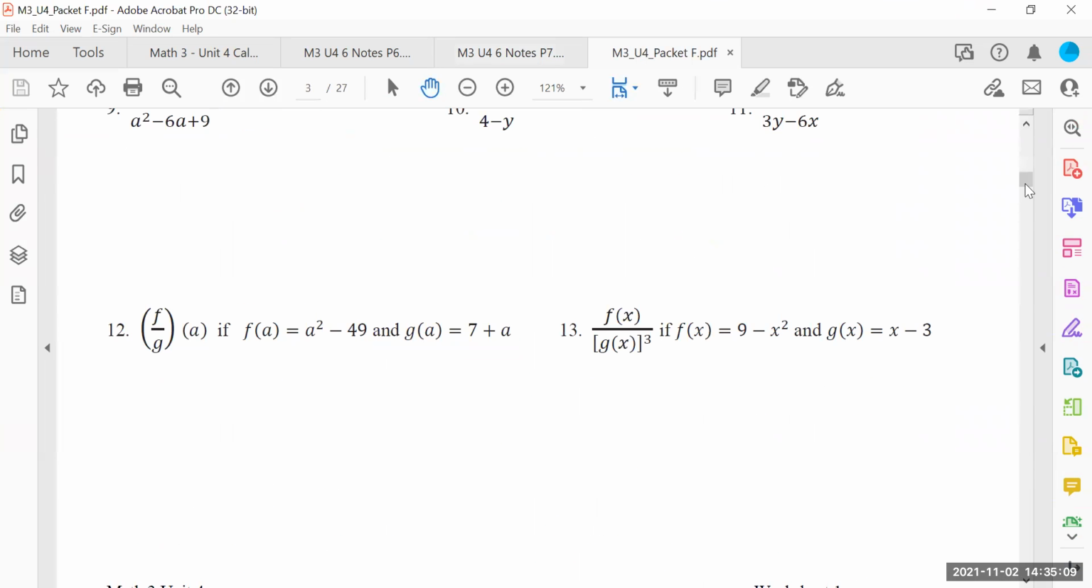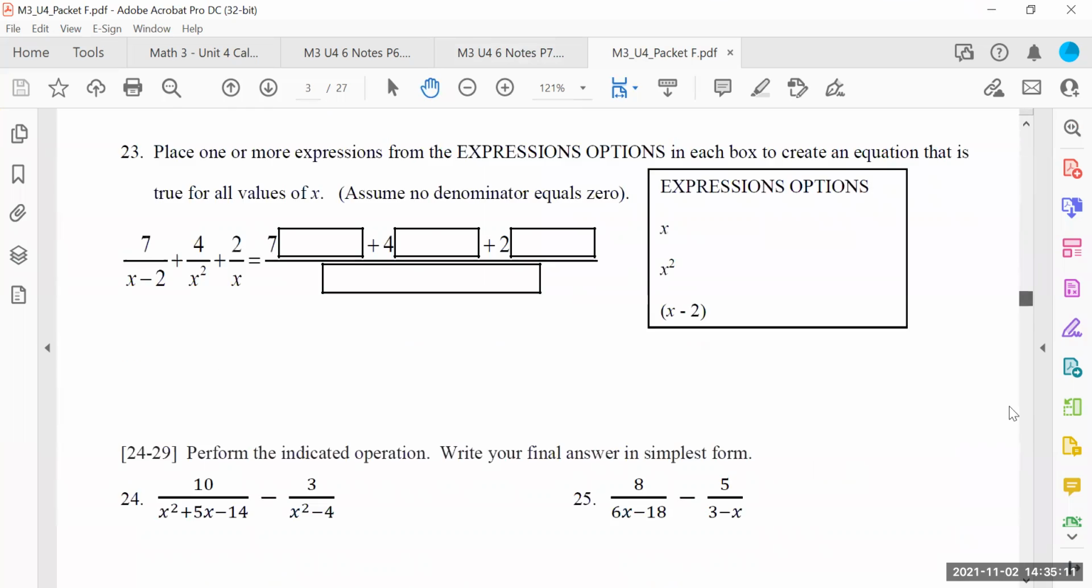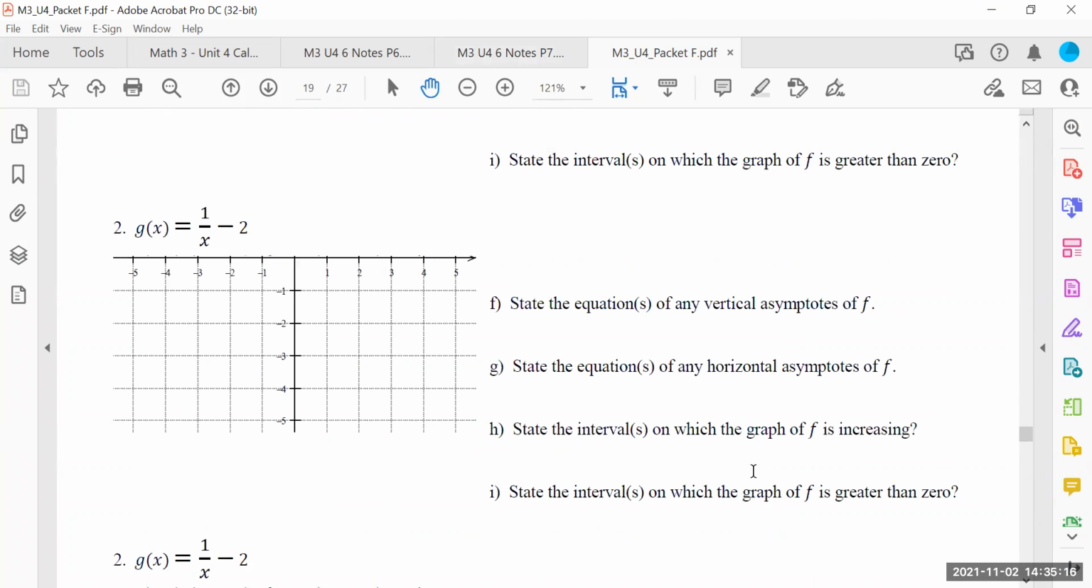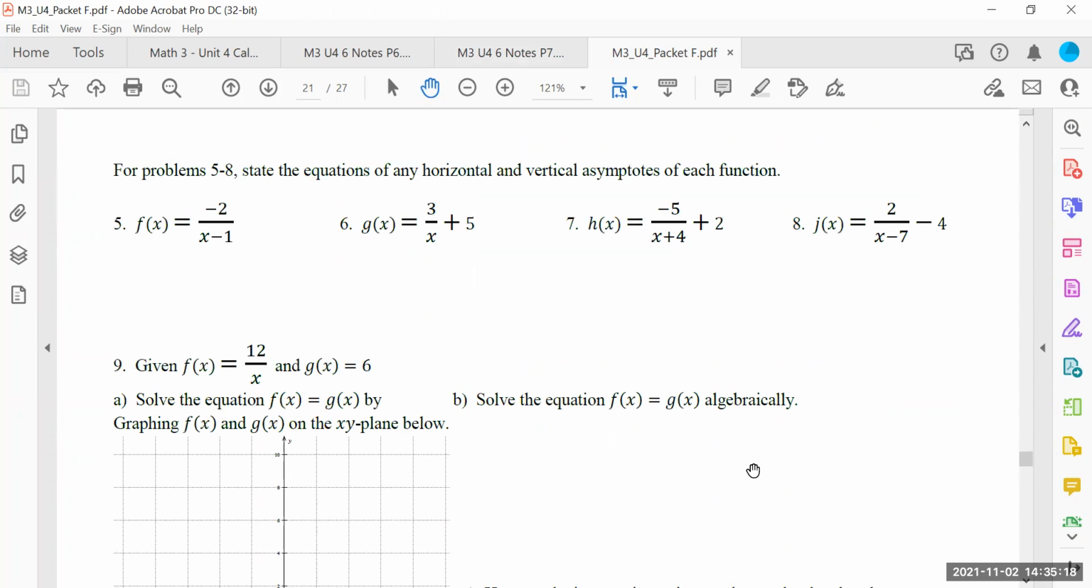Look at numbers 5, 6, 7, and 8. 5 through 8, right here at the top. These you could do in like a minute for all 4 of them, because all you are doing is listing the vertical and horizontal asymptotes. So I'm going to do 8 for you right now.